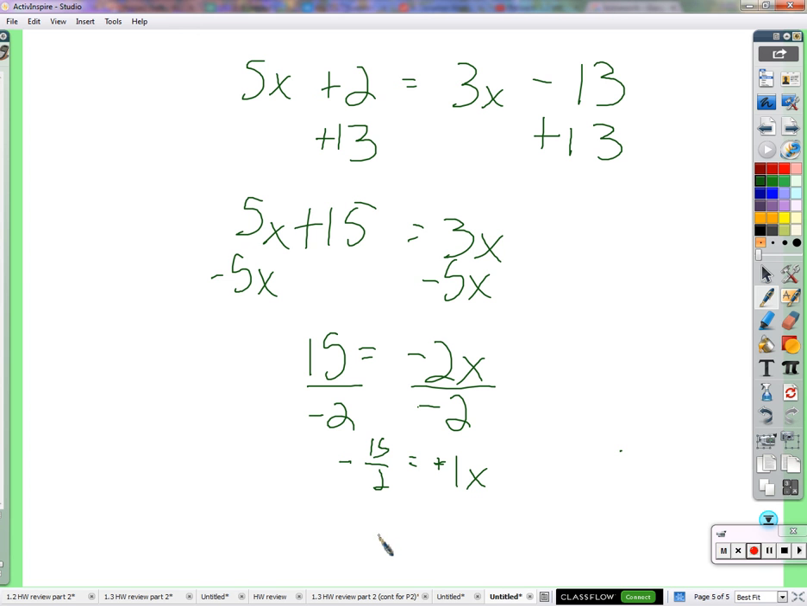If your hand is raised asking if negative 7.5 is the same, then yes, negative 7.5 is the same, but I will not write it. We're not scared of fractions. Okay? Let's try another one.